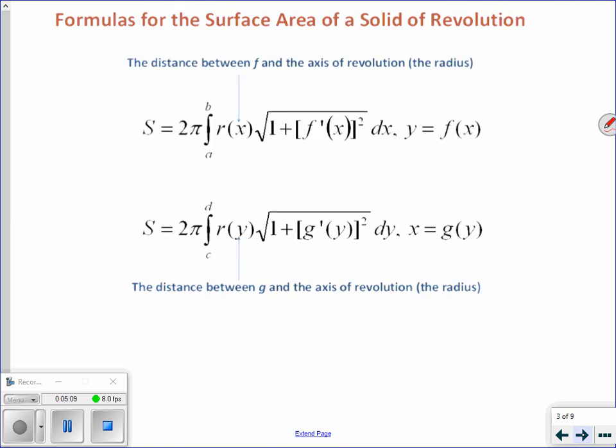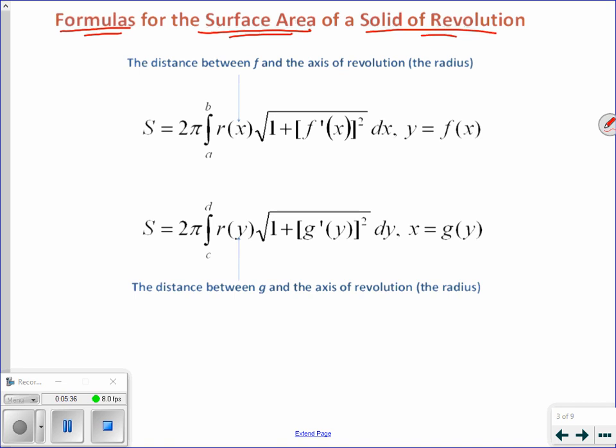Okie dokie, here's the new stuff today. This is on something called surface area, and it incorporates what we know about arc length as well. So this is pretty much another day of formula. It's a formula for the surface area of a solid of revolution. Okay, so we've got two formulas, for whenever the surface area is revolved around a horizontal line or around a vertical line.